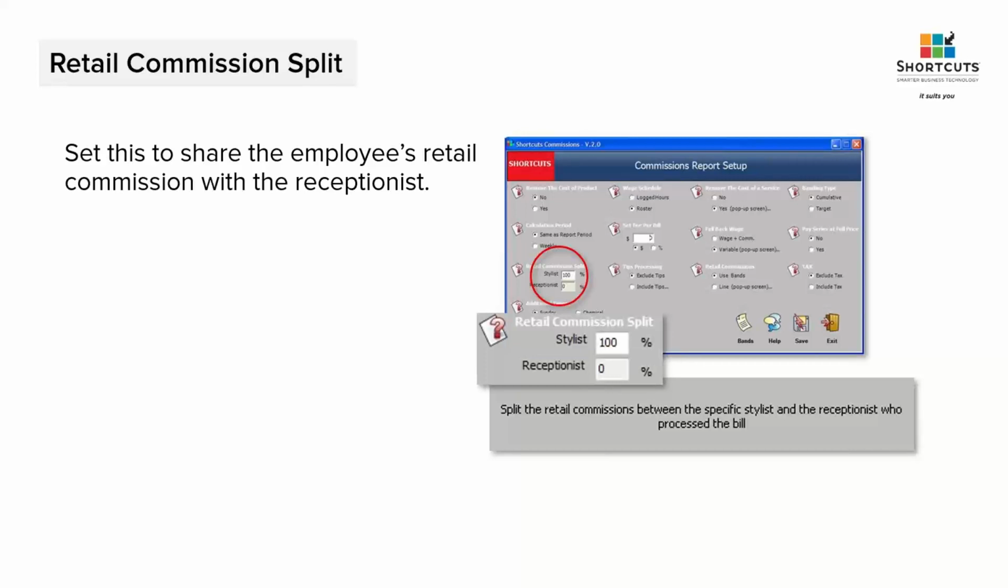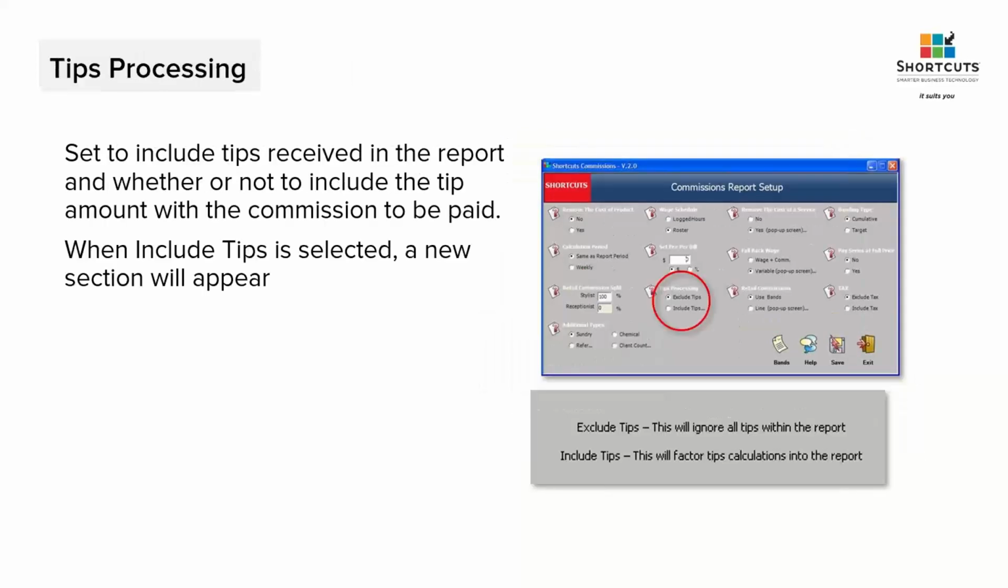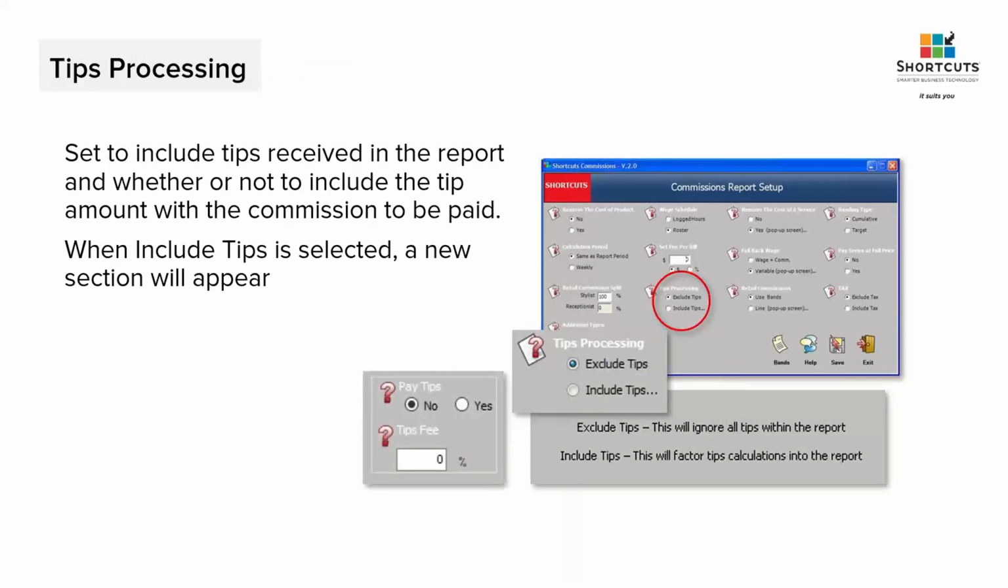In this case, are you splitting the commission with a receptionist? If the receptionist does a lot of upselling and helps with a lot of the staff members' clients, should they get a percentage of any commissions that they receive? Maybe it's 1% or 2% or 3%, whatever it is, that's where you set what the breakdown should be. Now, when the report is run, do you want to include any tips received?